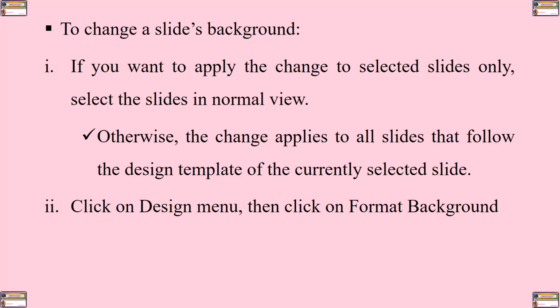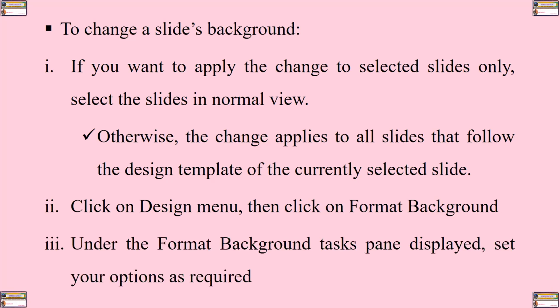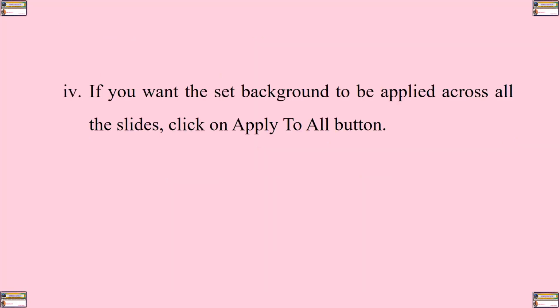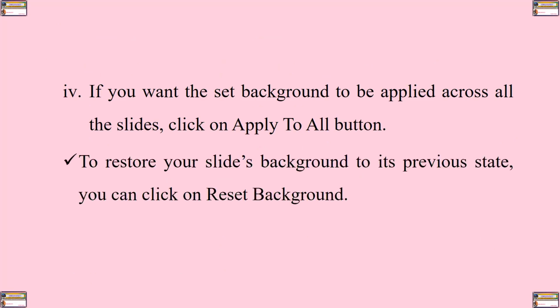Number 2, you click on the Design menu, and then you click on Format Background. Under the Format Background task pane being displayed, you set your options as required. If you want the set background to be applied across all the slides, you click on the Apply to All button. To restore your slide's background to its previous state, in case you feel that you don't need it, you just need to click on the Reset Background button.